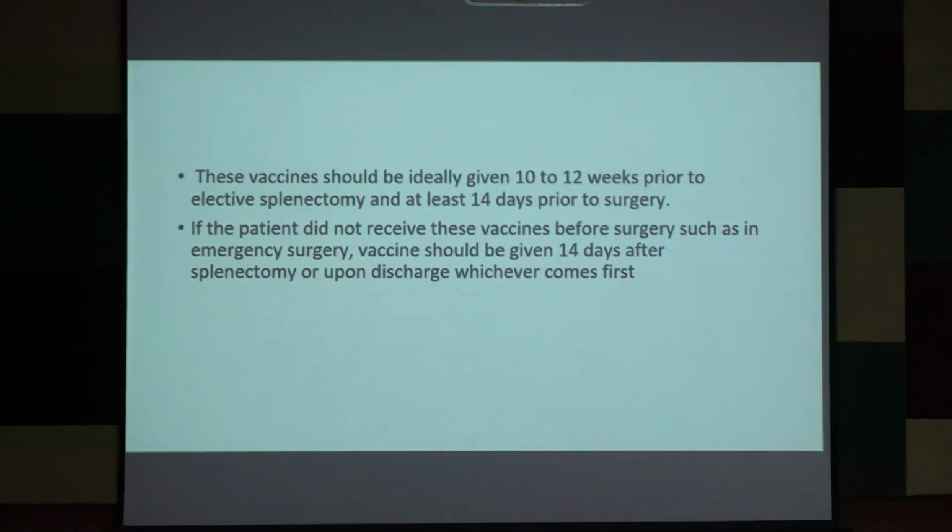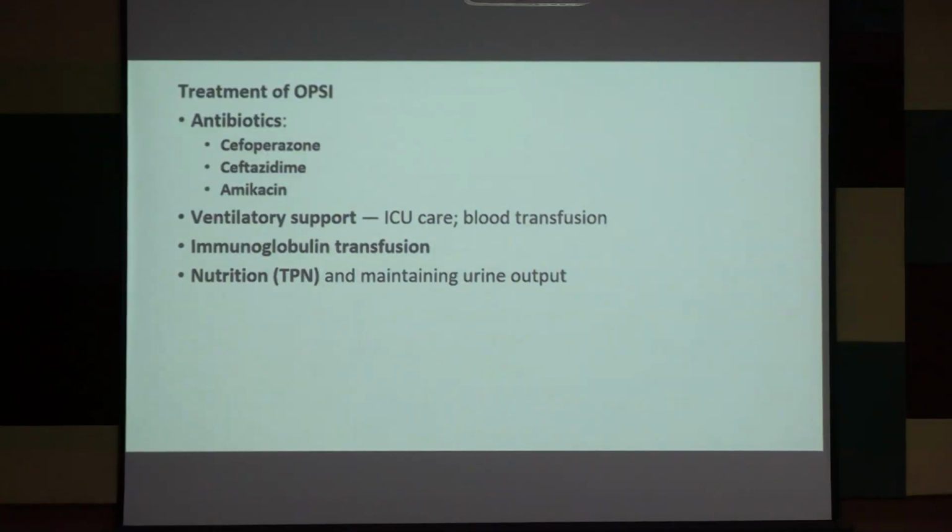Now the timing of these vaccines is of utmost importance. They should be given 10 to 12 weeks prior to elective splenectomy. If a patient is undergoing emergency splenectomy, these vaccines have to be given immediately or 48 hours after surgery. But if the patient did not receive these vaccines before surgery, the vaccine can be given up till 14 days after splenectomy also.